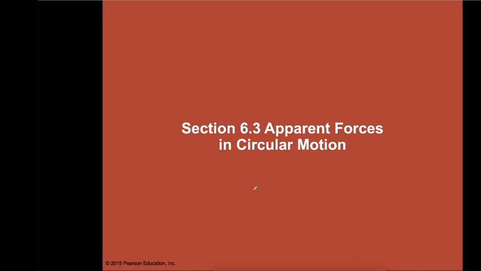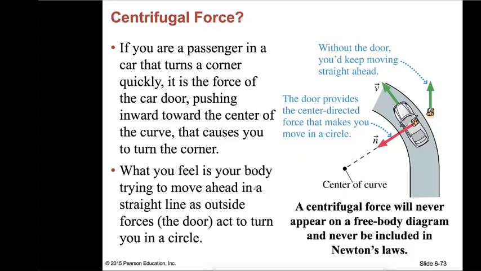So here, in the next section, apparent force in circular motion. If you're a passenger in a car that turns a corner quickly, it's the force of the car's door pushing inward towards the center of the curve, which causes you to turn the corner. So what you feel is your body trying to move ahead in a straight line, as if an outside force acts to turn you in a circle.